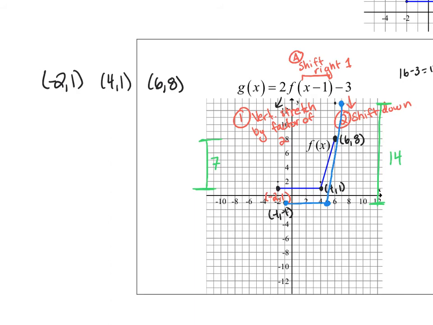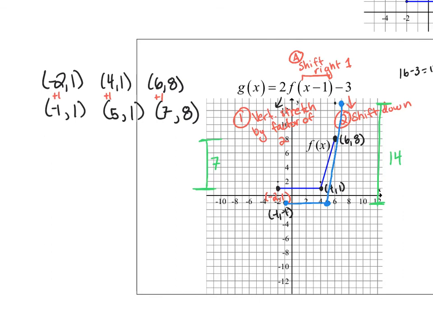Now if I was to go through one by one, maybe I'll start with the shift right one. The shift right one means we're going to take the ordered pairs and not change the y value, so all of the y values will stay the same. A shift right of 1 means we're going to add 1 to each of the x values. So -1, 5, and 7. That takes care of my horizontal transformation.